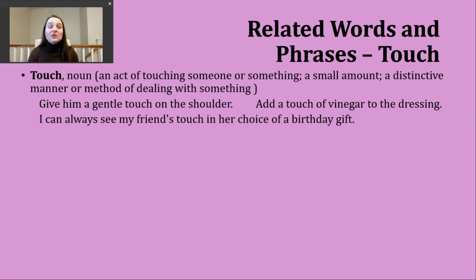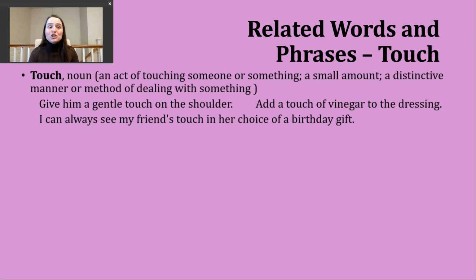A second way you hear the noun touch used is just to refer to a small amount of something. Maybe you see something like this in a recipe. Add a touch of vinegar to the dressing, to the salad dressing, right? So they just mean a small amount.